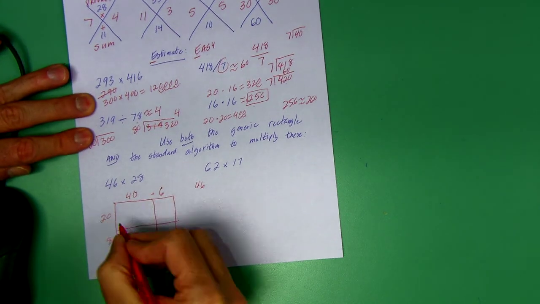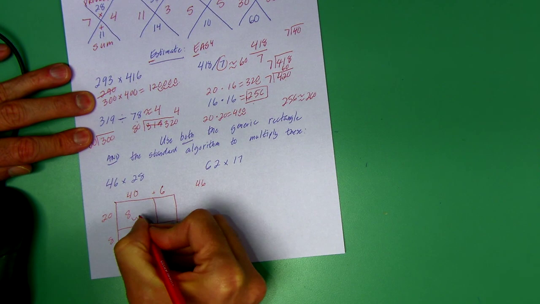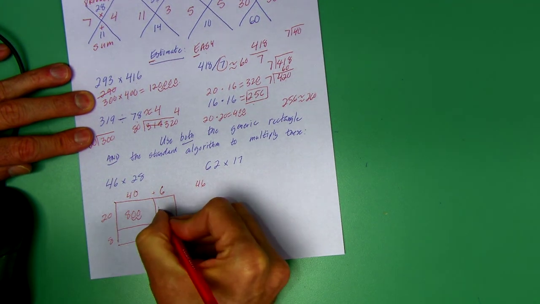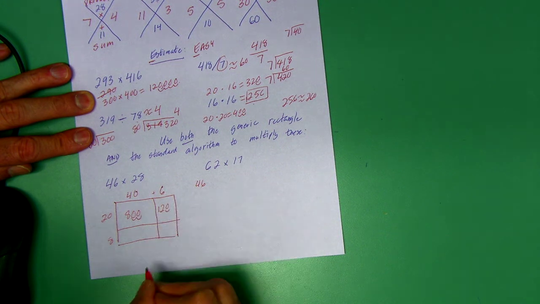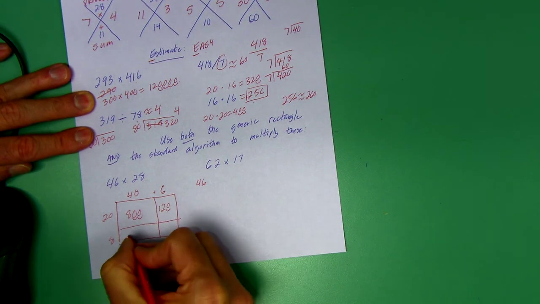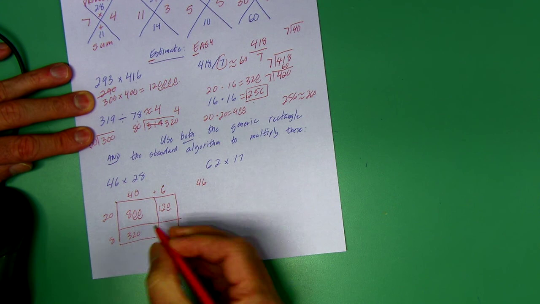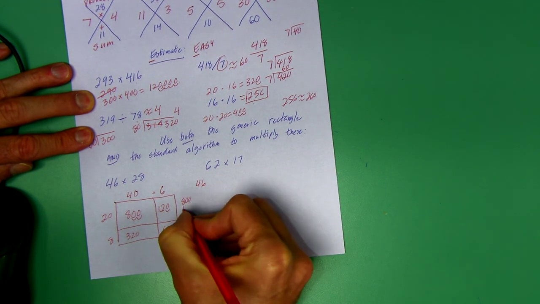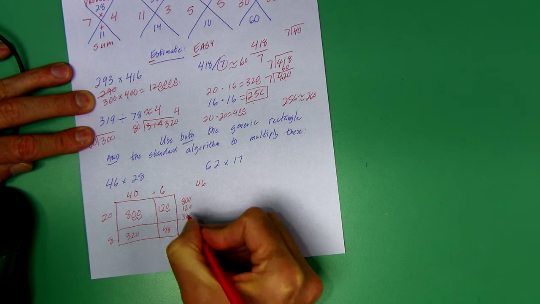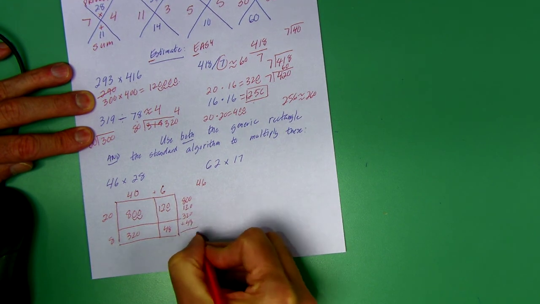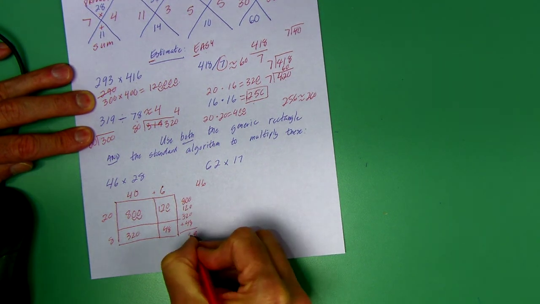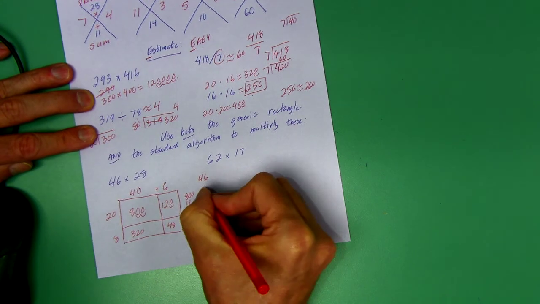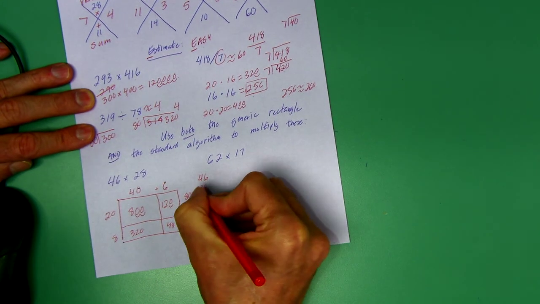All right, and 2 times 4 is 8. Move the decimal over twice, so that's 800. 20 times 6 is 2 times 6, 12. Move the decimal over 1 spot. That's 120. 8 times 40 is 320, right? And 8 times 6 is 48. Take these 4 numbers, 800, 120, 320, and 48, and add them. And what do you get? 1,288.